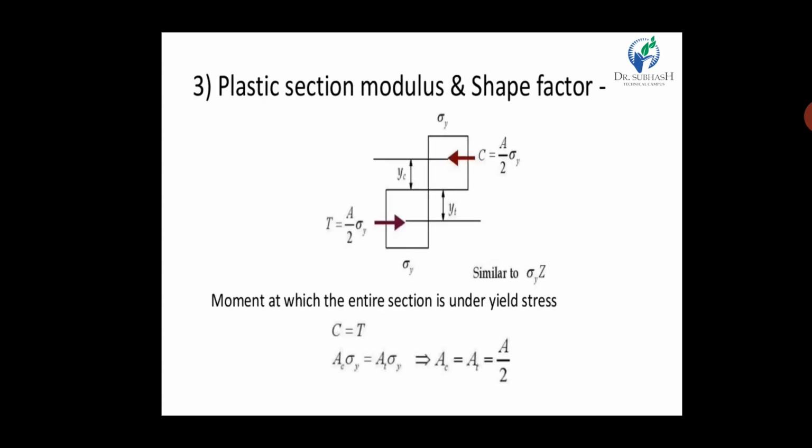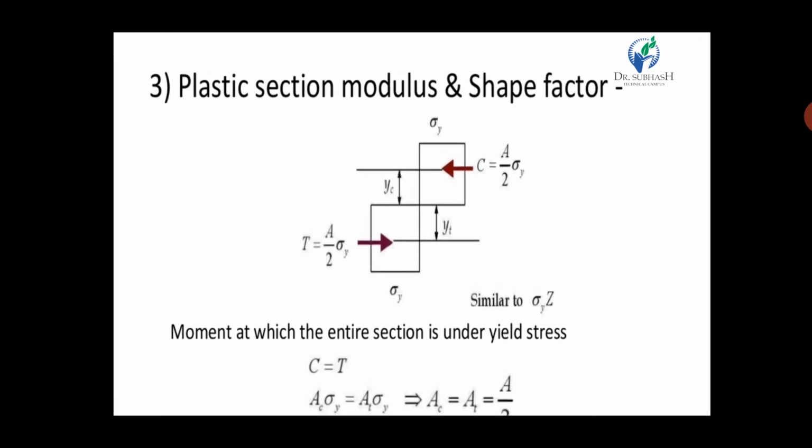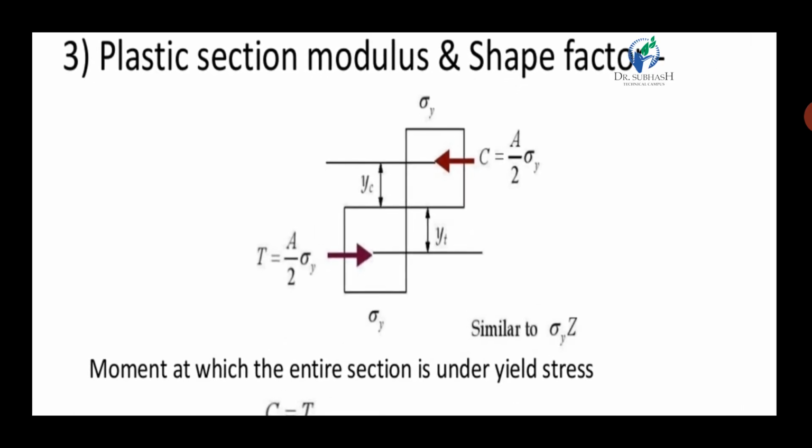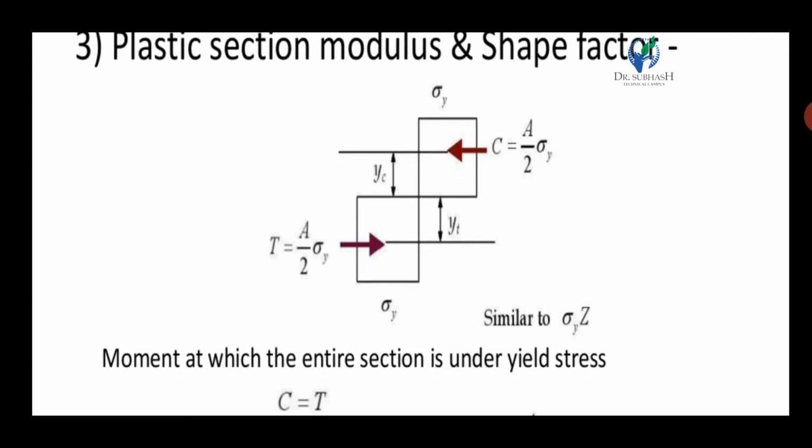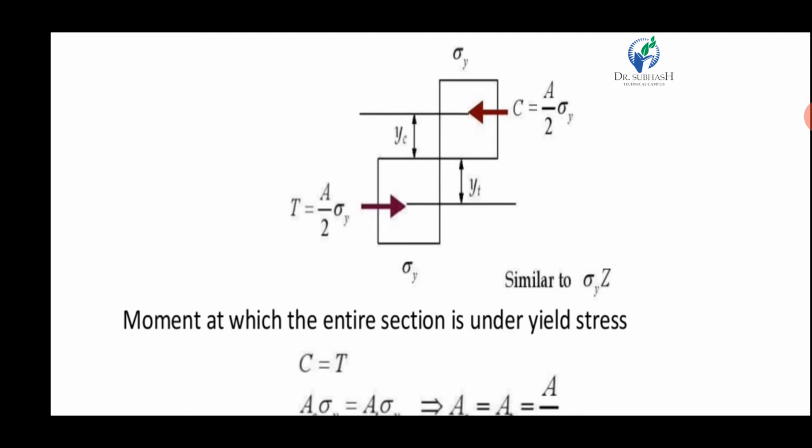Now, plastic section modulus and shape factor. So what is plastic section modulus and shape factor? For the plastic moment resistance Mp, you can see this example of one section. Here the bottom is tension, the area is equal to A by 2 into sigma y, and the centroid is Yt. Compression is again A by 2 into sigma y and the centroid is Yc. Similarly sigma y and Z.